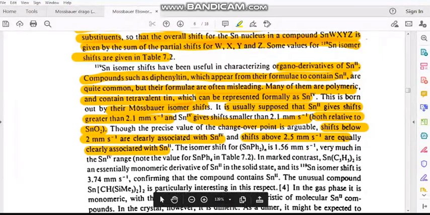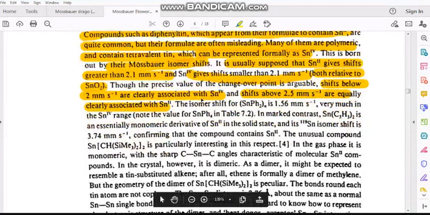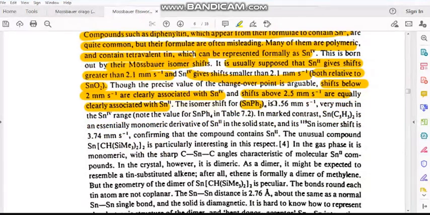So this is a clear picture from the various tin 2 and tin 4 isomer shift values. If any new compound gives an isomer shift below 2, it shows that the tin is in a plus 4 oxidation state. If it is about 2.5 mm per second, it clearly indicates the tin is in a plus 2 oxidation state. Now we look at the isomer shift of the tin diphenyl polymeric structure. It gives a value of 1.56 mm per second. It's very much like the tin 4 range.